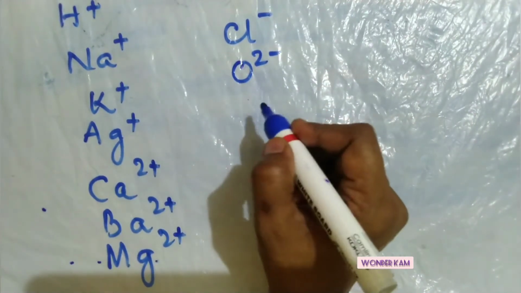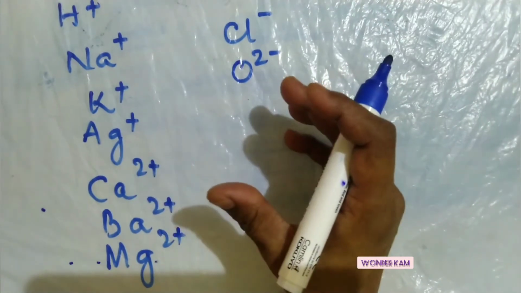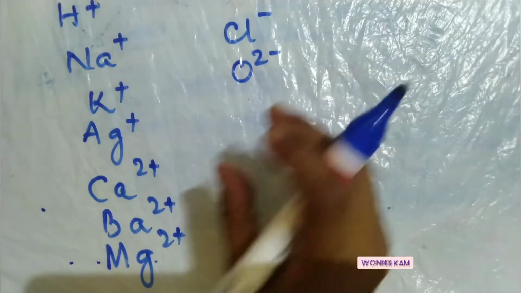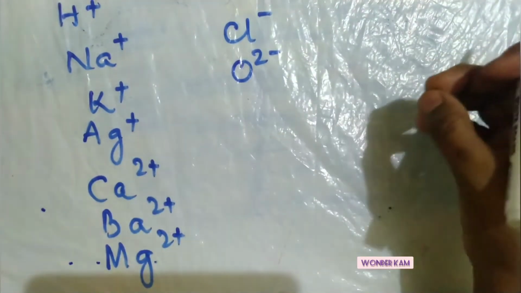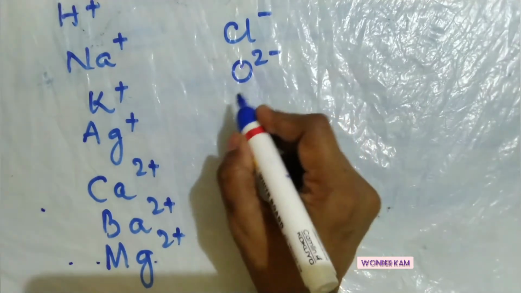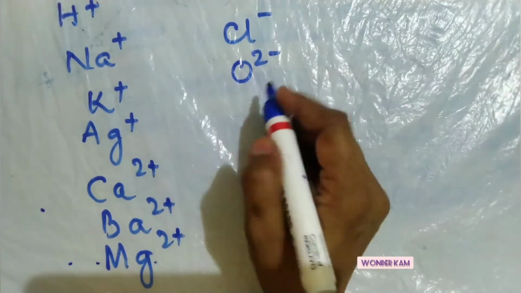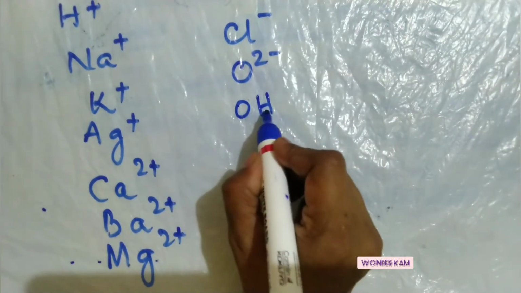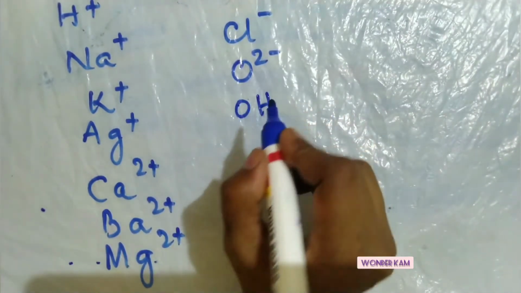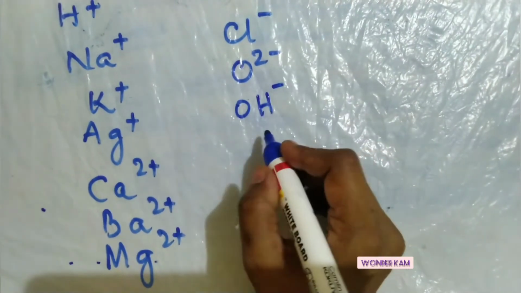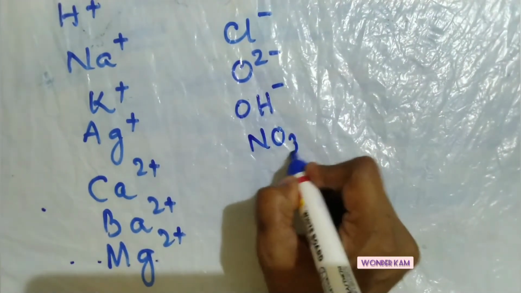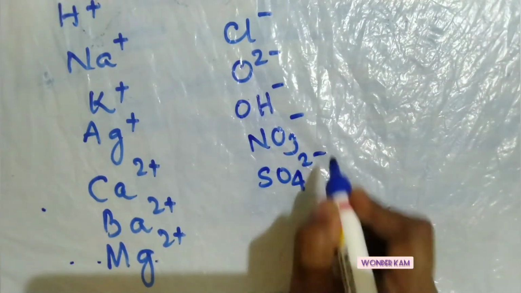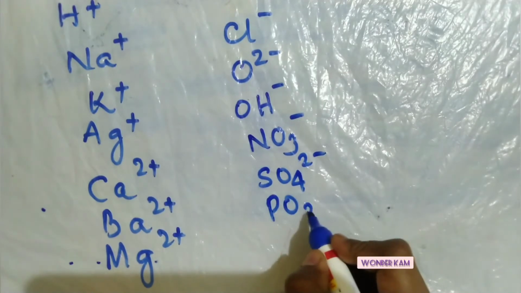Besides these, there are some other ions, polyatomic ions. Polyatomic ions are atoms of different elements combined together that act as a single unit. For example, hydroxide: oxygen and hydrogen combine and act as a single unit with one minus charge. Similarly, NO3, one nitrogen and three oxygen, is nitrate. This is sulfate, this is phosphate.